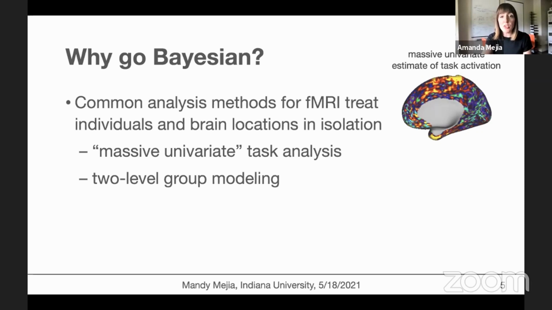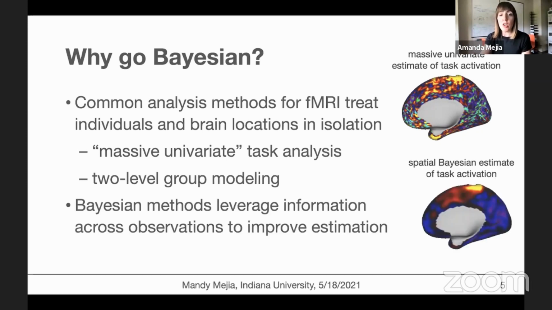Another example, though, is also two-level group modeling, where we analyze individuals in isolation and then pool their results together to get a group-level result. So the group-level result might be actually pretty good, but the individual subject-level results don't pull any information from the population. So Bayesian methods, by contrast, leverage information across observations to improve estimation. Here on the right, I'm showing an example of a spatial Bayesian estimate where we're pulling information across the brain, but Bayesian methods can also pull information across populations, which is what I'll be talking about today primarily.